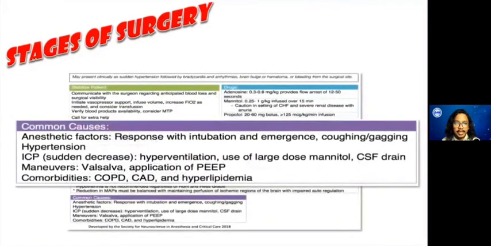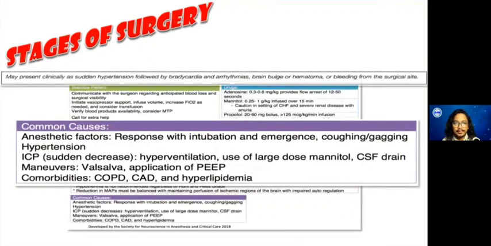First, we have to appreciate the various etiologies of intraoperative aneurysmal ruptures. We've discussed goals related to control of MAP, TMP, and cerebral perfusion. Depending on the timing of rupture or stage of surgery, the clinical presentation may vary. It can present as sudden hypertension followed by bradycardia and a Cushing-like response, while arrhythmias, brain bulge or hematomas, or bleeding from the surgical site may also be the presenting sign.